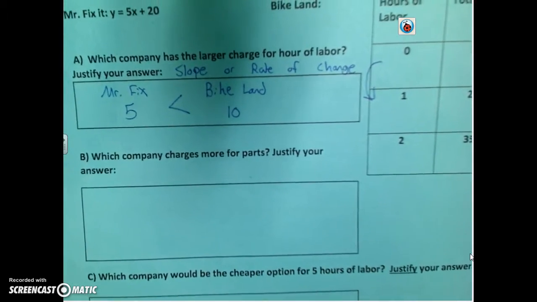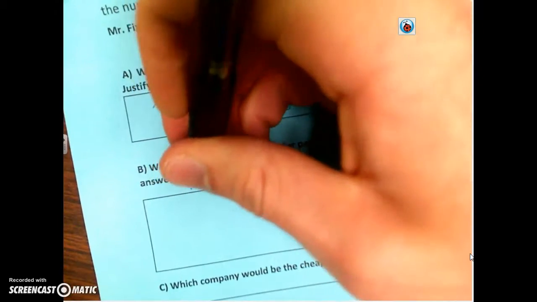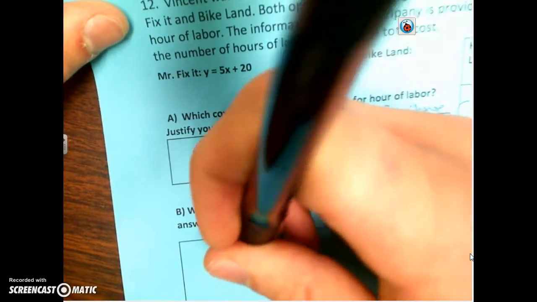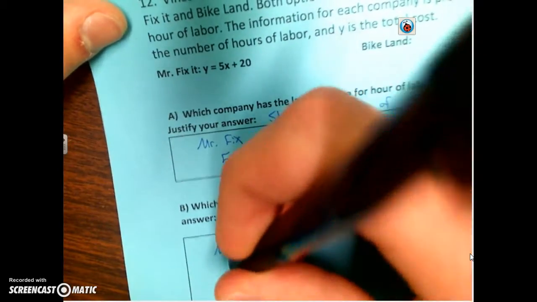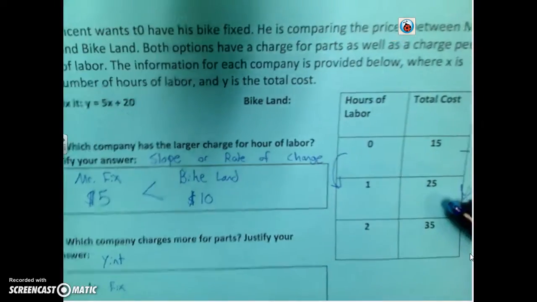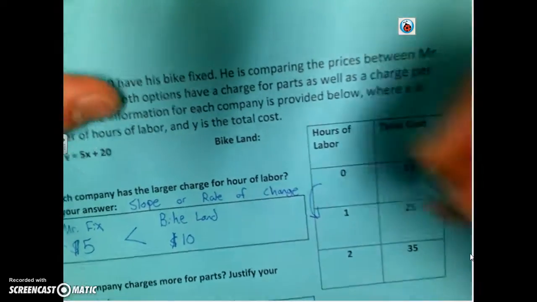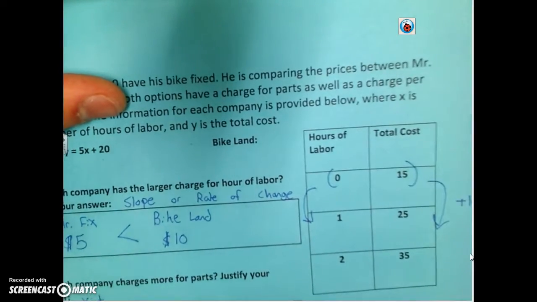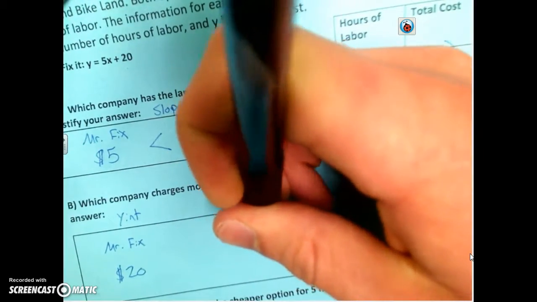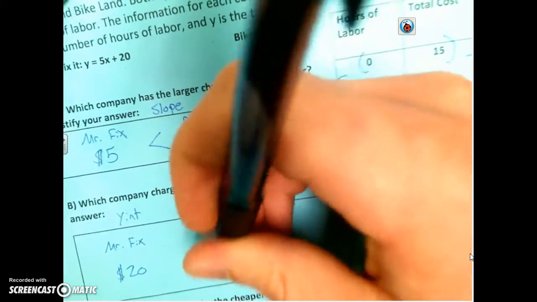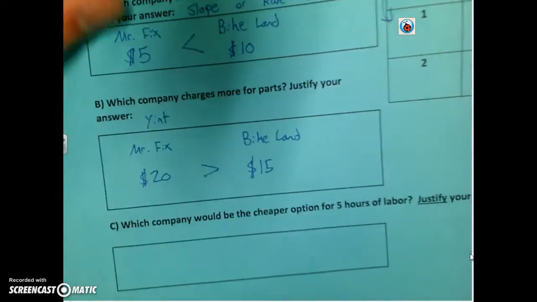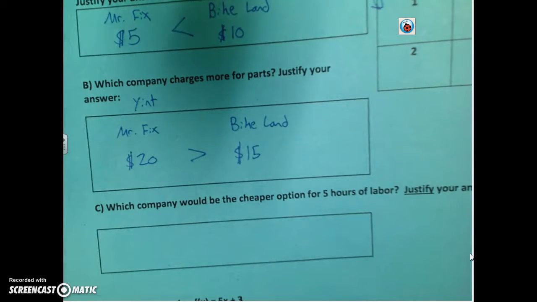Right? Which company charges more for parts? All right, that's going to be our y-intercept. We only have to buy the parts one time. Let's talk about our y-intercept. I can see Mr. Fix-It has a y-intercept of $20. Right? And these would have dollar signs with them as well. Now, for Bikeland, remember y-intercept is always 0 in the x direction. Here is our y-intercept right there. So Bikeland has that $15 y-intercept. Who charges more for parts? Mr. Fix-It.